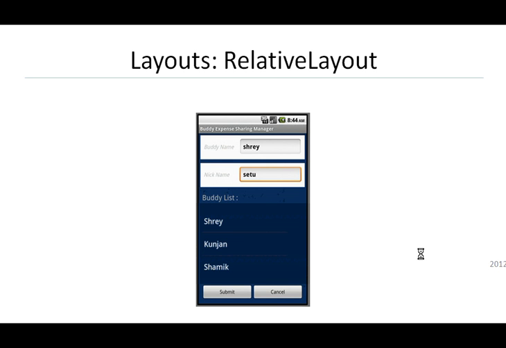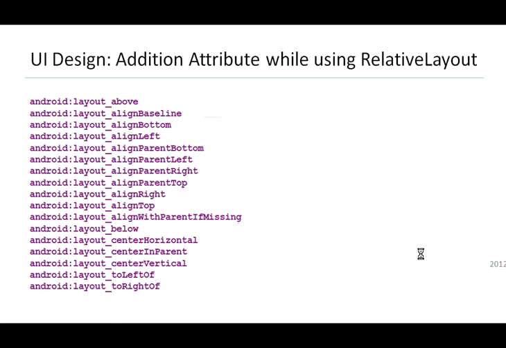It's a body name. So I should specify to the right of the body name text view. How can I refer to the body name text view? By using the ID of that text view. That will be taken care of when you are going to do some more practical stuff. So these are the different additional attributes while using a relative layout.